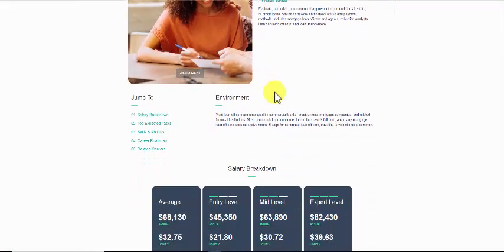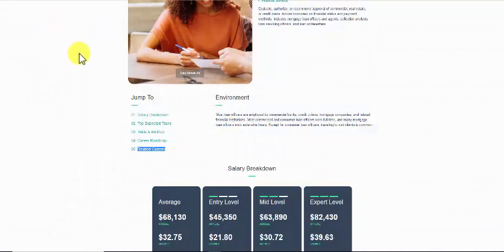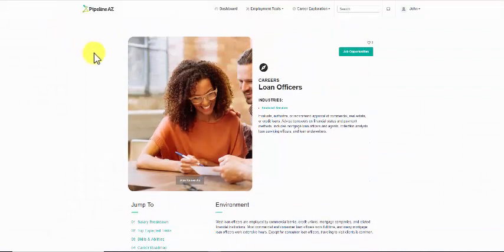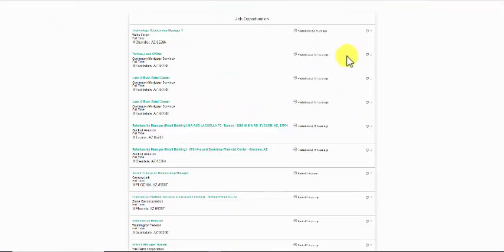Tells us about what loan officers do, again, salary breakdown, top expected tasks, skills and abilities, career roadmap, and then related careers, which you know I like that field because this allows you to plug these into the other job boards. Advertising sales agents, insurance sales agents can give you some leads that you would not ordinarily have when you're typing in keywords. But let's take a look at job opportunities.